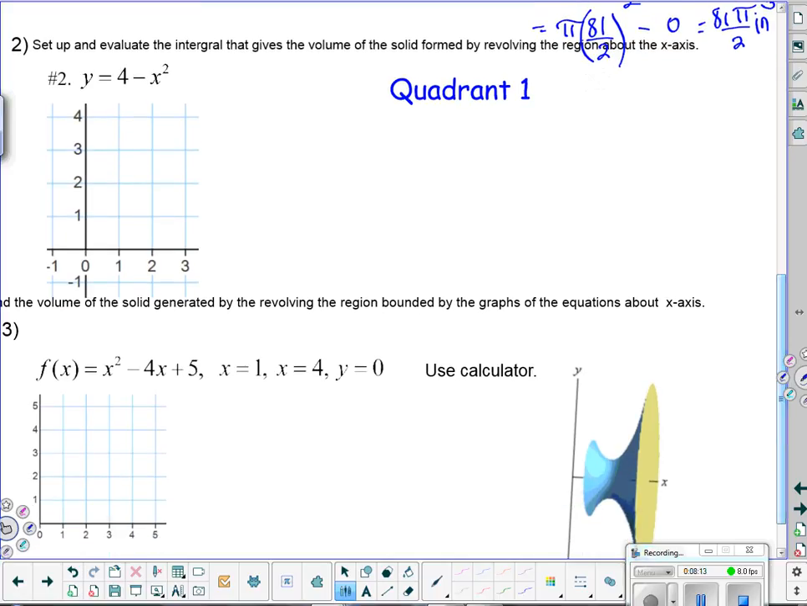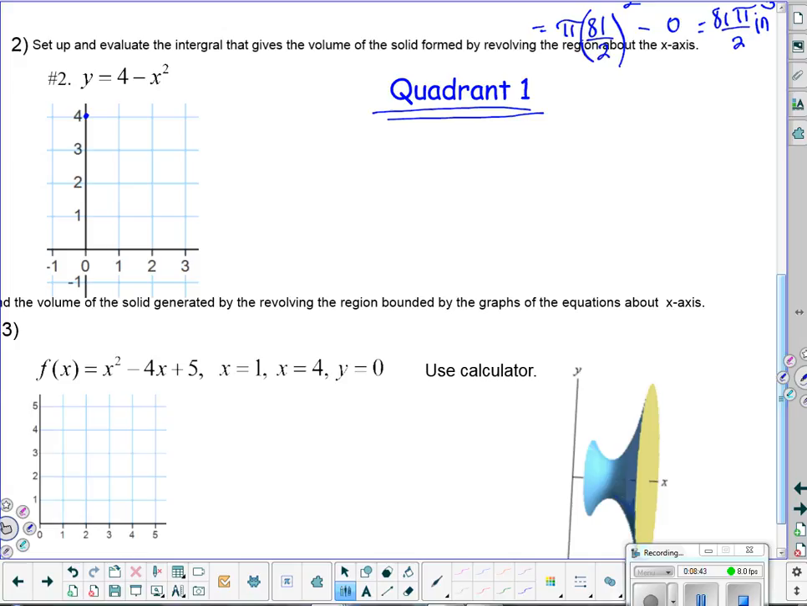Number 2, set up and evaluate the integral that gives the volume of the solid formed by revolving the region about the x-axis. And our function is 4 minus x squared. So what kind of shape's that going to look like? Upside down parabola. It's going to open downwards because of the negative, isn't it? It's going to be at a height of 4, and we're saying we're going to stick with quadrant 1, so we can really just draw the right branch of this.